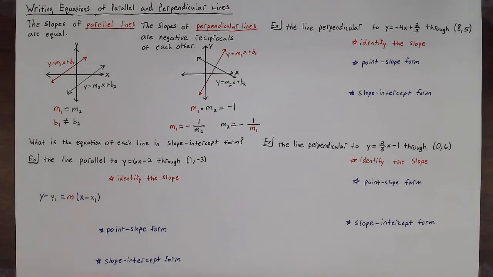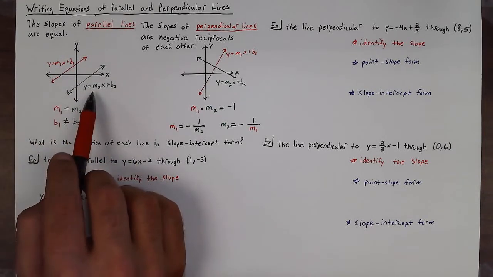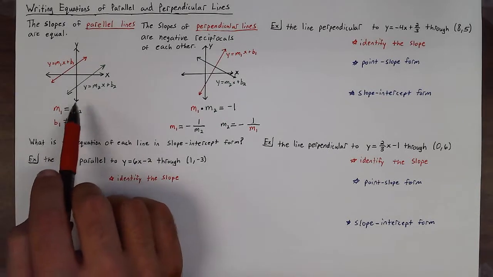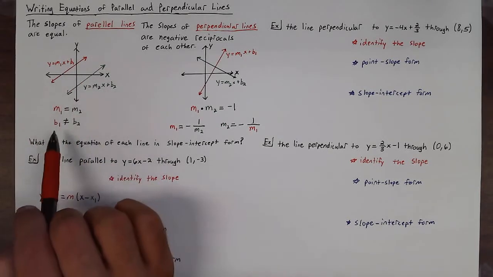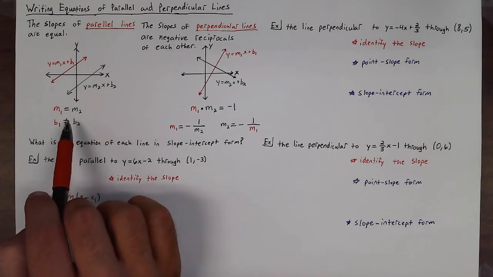In this video, we're going to learn how to write equations of parallel and perpendicular lines. First, by definition, parallel lines have equal slopes. They never intersect, so their slopes stay the same. Meaning that, while m1 and m2 between these two equations will have equal slopes, most likely b1 and b2 will be different. If both of these were the same, then they would be the same line, and not two parallel lines.